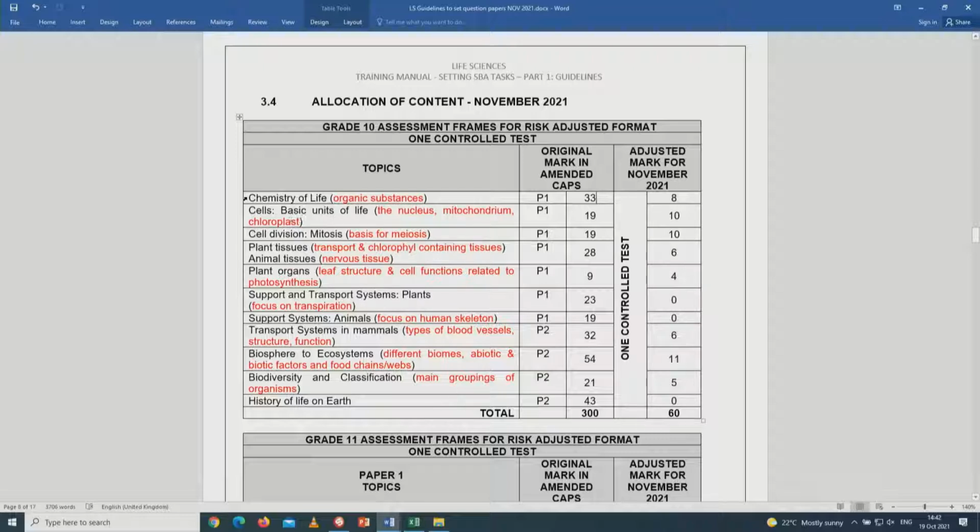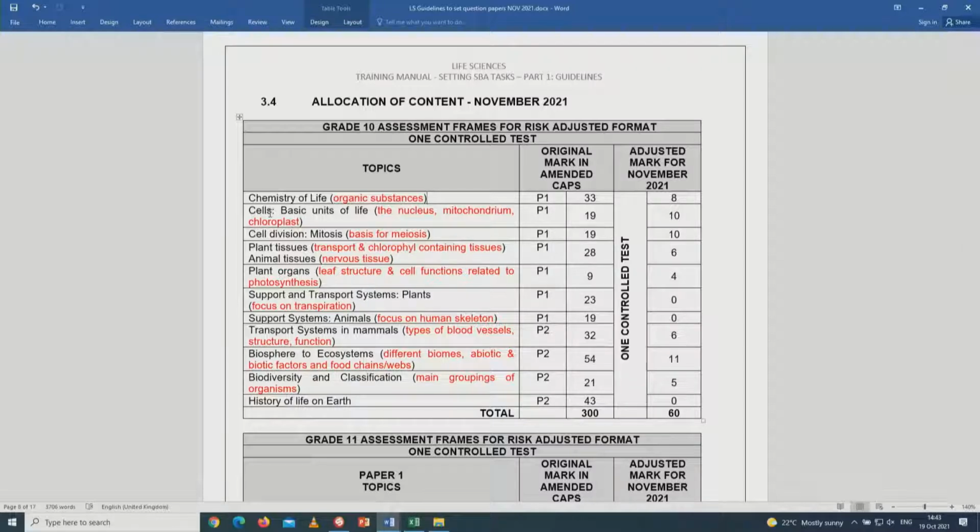So if you must ask questions on chemistry of life and you doubt, now, must I go inorganic? Must I go vitamins? Must I go fats, lipids, carbohydrates, and proteins? We guide you by saying, ask questions on organic substances. In other words, lipids, carbohydrates, and proteins. Why? Because in grade 12, they're going to need this information when it comes to the building up of nucleotides in DNA and RNA and those type of questions. For 8 marks.